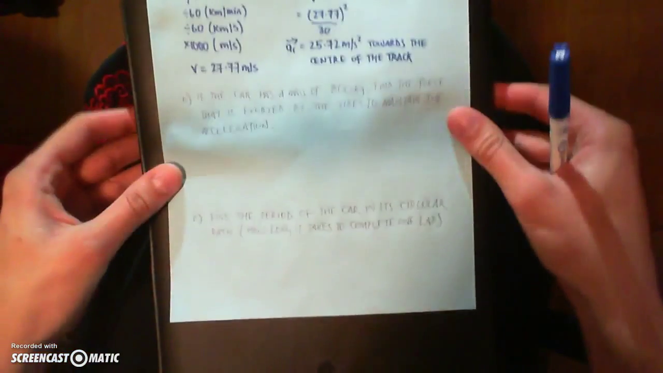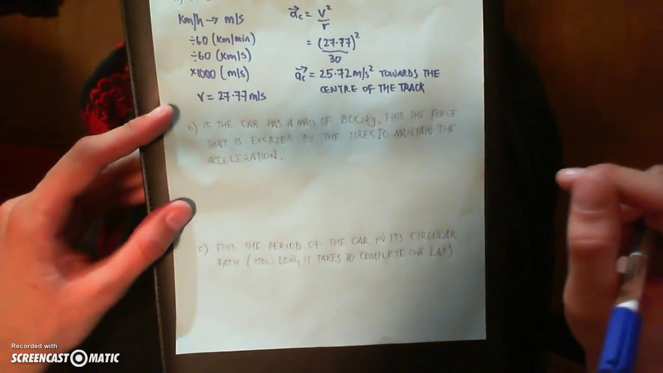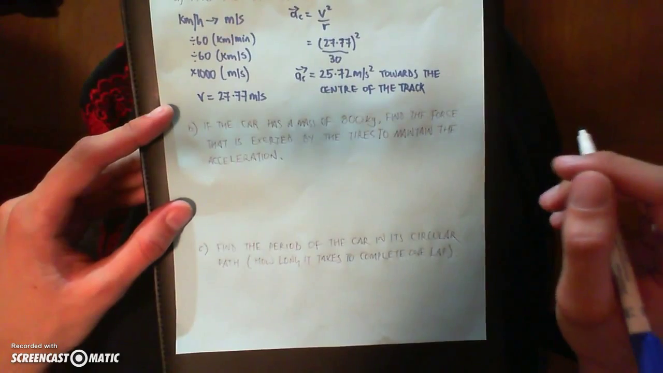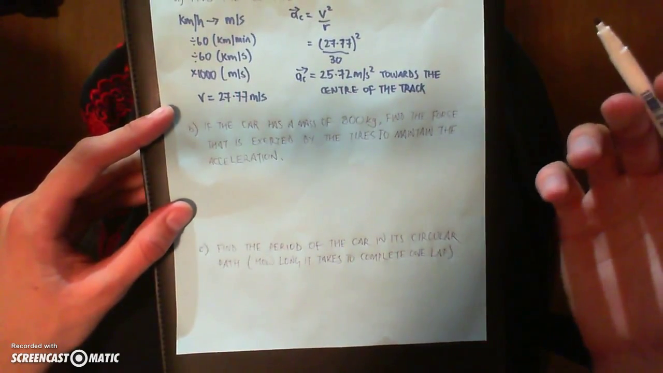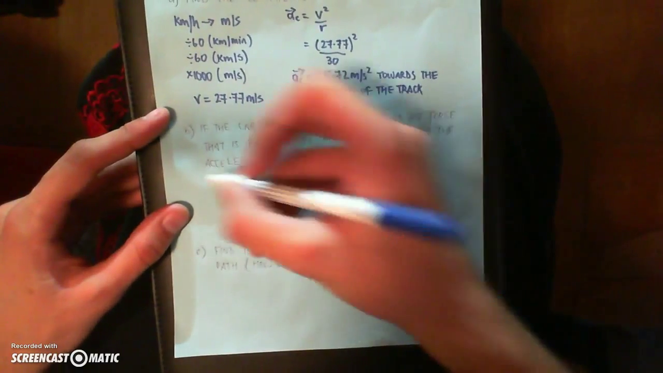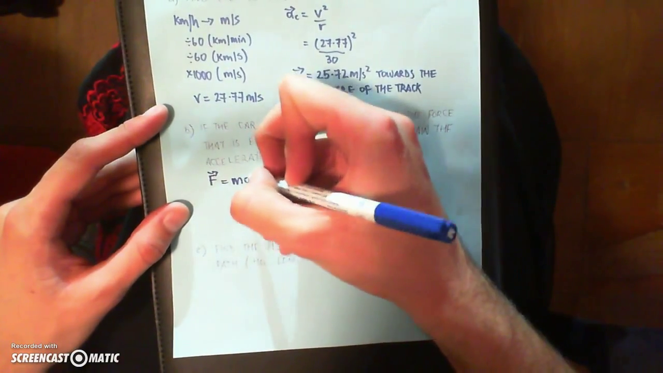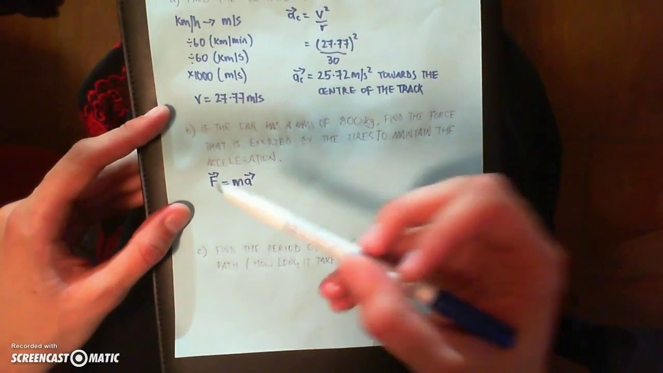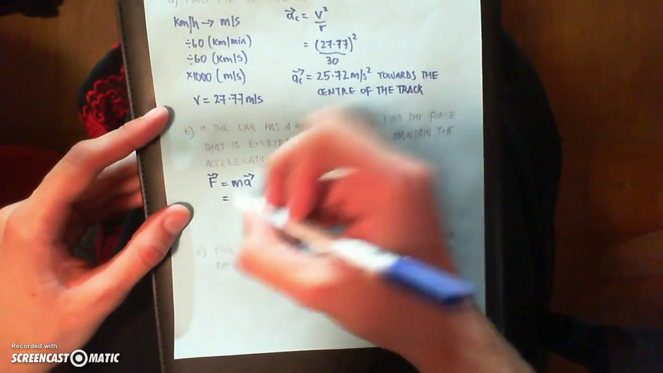Okay, let's move to part B. If the car has a mass of 800 kilograms, find the force that is exerted by the tires to maintain the acceleration. Now, the tires are the component of the car that provides that force, so that's what we're looking for, and we can use Newton's law for that. So F equals ma. Now we have just found A, and we know m given in this part B, so it's a matter of substituting the values.